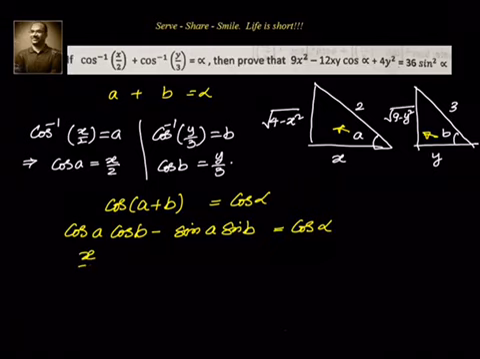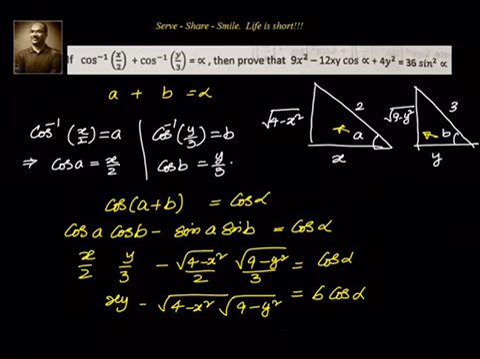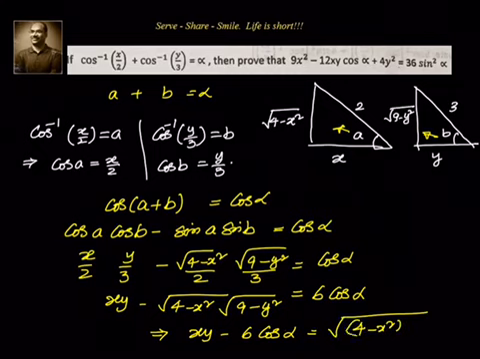We know now cos A is x by 2 and cos B equal to y by 3, minus sin A, that is root of 4 minus x square by 2, into sin B, that is square root of 9 minus y square by 3, equal to cos alpha. So we'll take 6 to that side and write down 6 cos alpha equal to xy minus square root of 4 minus x square into square root of 9 minus y square. Or can I write it as xy minus 6 cos alpha is equal to square root of 4 minus x square into 9 minus y square.